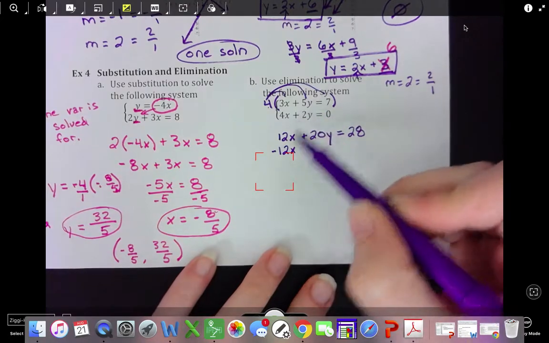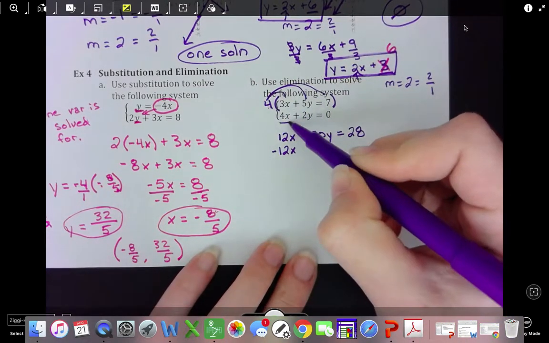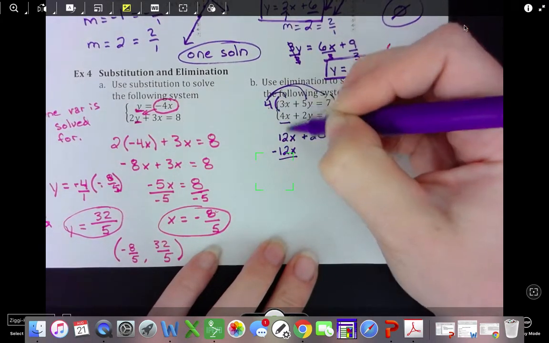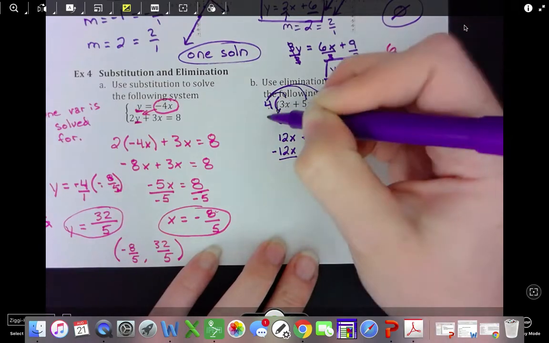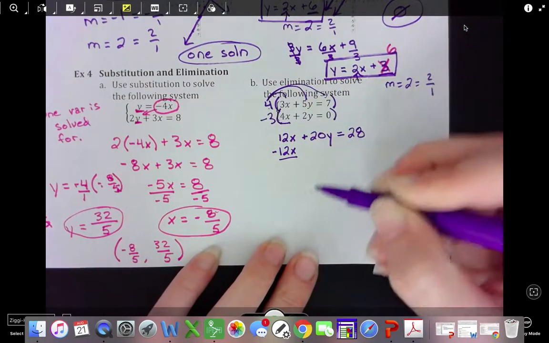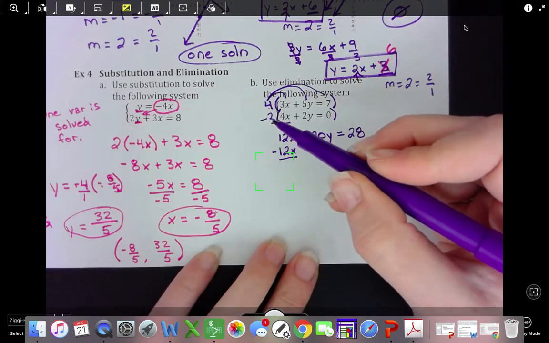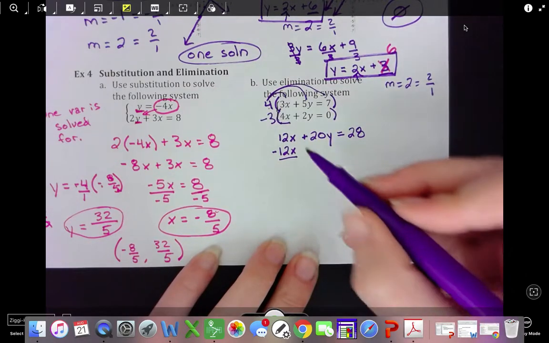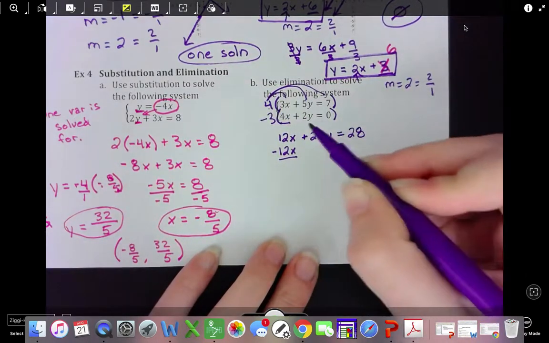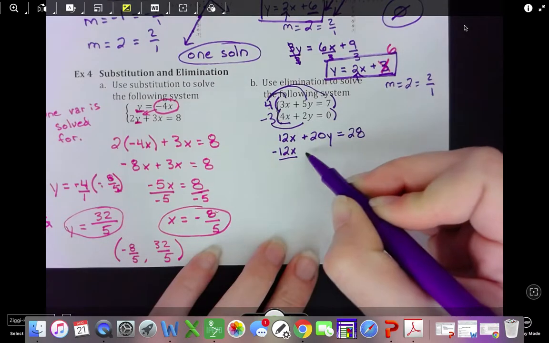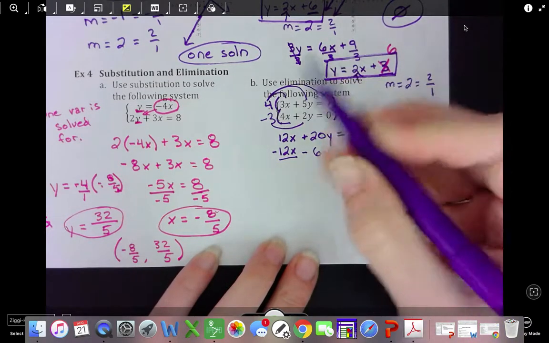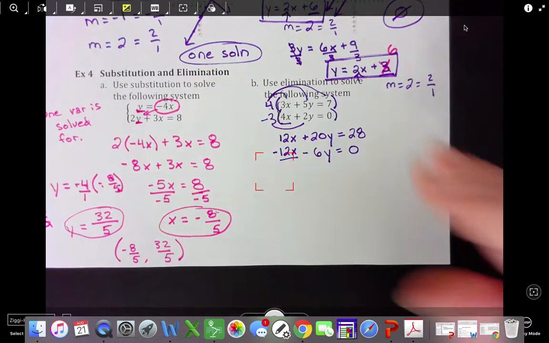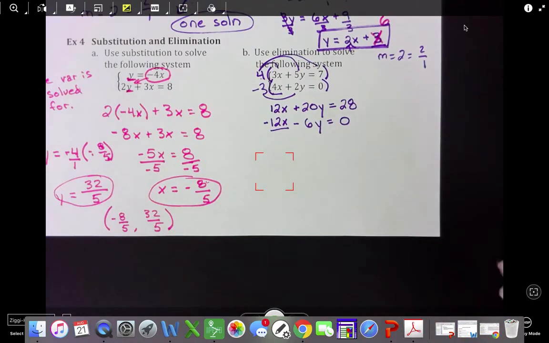Then the second equation, I want that 4x right here to become negative 12x. To get that, I have to multiply 4 by a negative 3. Negative 3 times 4 gives me negative 12. So I'm going to take this entire equation and multiply through by negative 3. So negative 12x is what I get with the first term. Negative 3 times 2y is negative 6y, and negative 3 times 0 just stays 0. Okay? So I've redone both of those equations so that one of the variables will cancel.